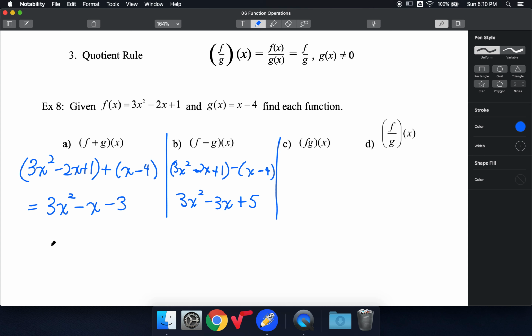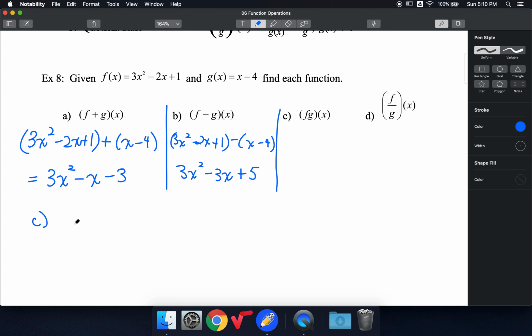Finding my product, I'm going to do that down here. So with a product of two polynomials, it's often easiest to just use our box. So I'm going to go ahead and put my trinomial across the top. So I'm going to put a multiplication sign here. 3x squared minus 2x plus 1. I'll put my linear function down the side, and it doesn't matter which way I did this because multiplication is commutative. So you could have had your trinomial here and your linear function here.